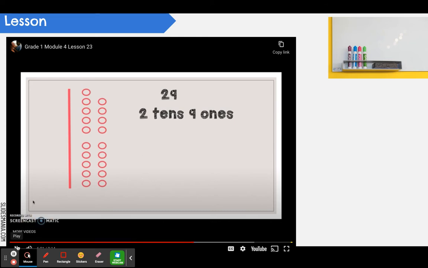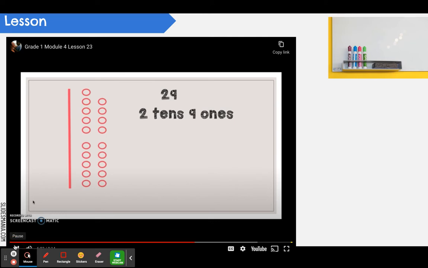If you said 1 ten and, oh, I know there's 10 here. I don't have to count it. 10, 11, 12, 13, 14, 15, 16, 17, 18, 19. If you said 1 ten and 19 ones, you are correct.